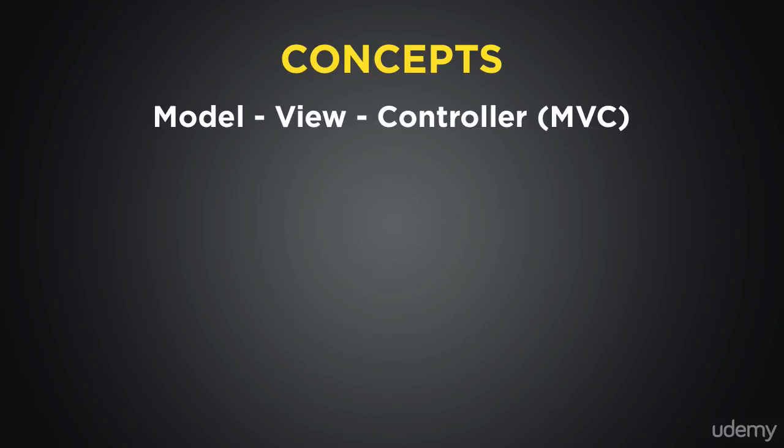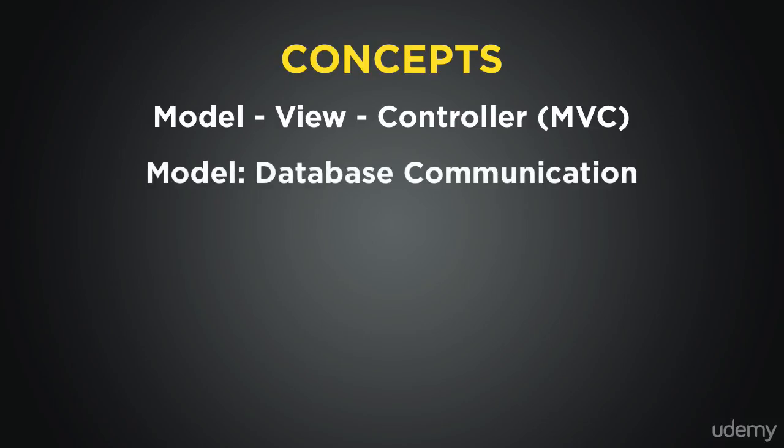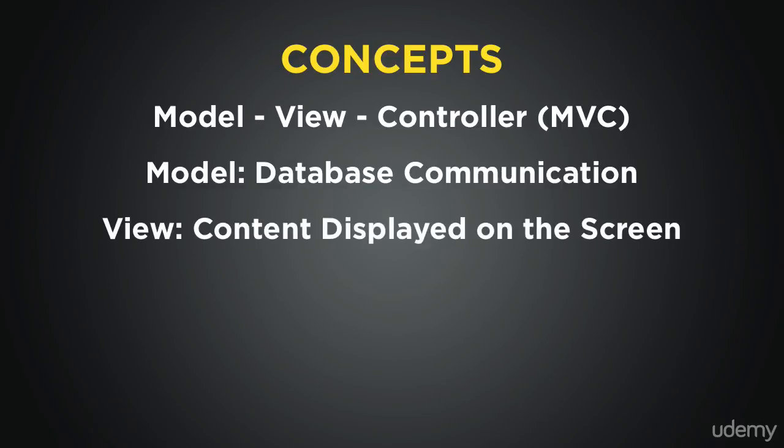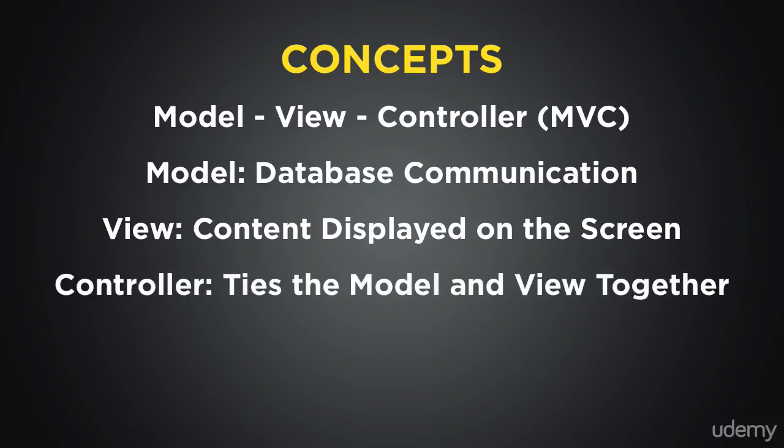In typical MVC definitions, the model is generally thought to be the piece that communicates with the database. The view is what the user sees on their screen, and the controller is the piece that communicates between the view and the model. And so this does a good job of separating items out based on their responsibility.